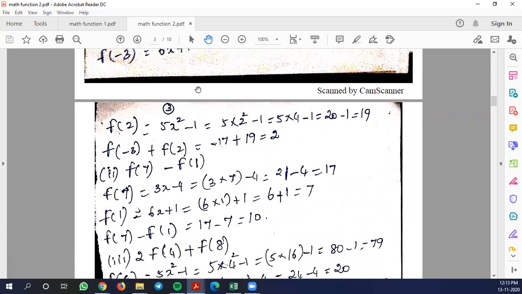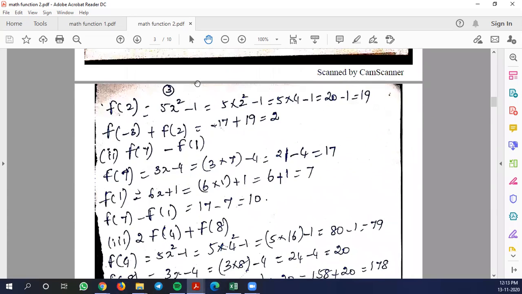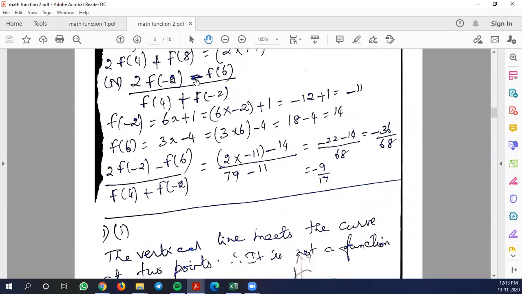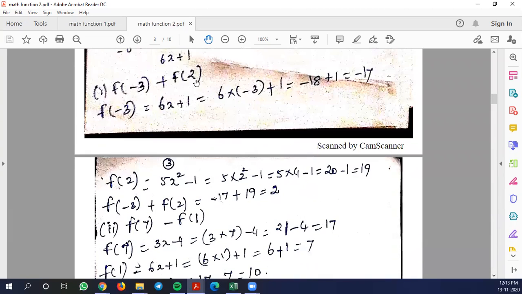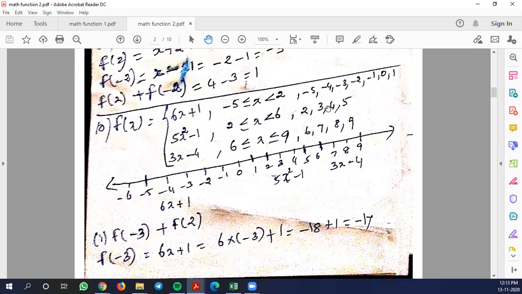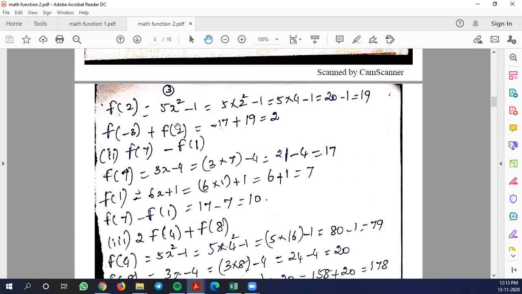Then f of 1. So for that we have to go here. f of 1, where does f of 1 come? Here. So it is 6x plus 1. So 6 into, in the place of x, the value is 1. 6 into 1 plus 1. 6 ones are 6 plus 1. 6 plus 1 is 7. So f of 7 minus f of 1. It is 17 minus 7, 10.